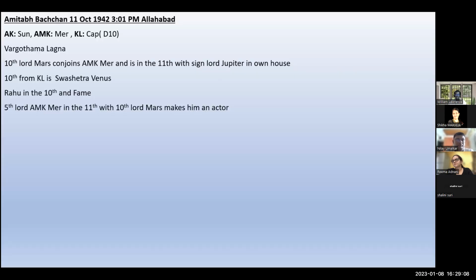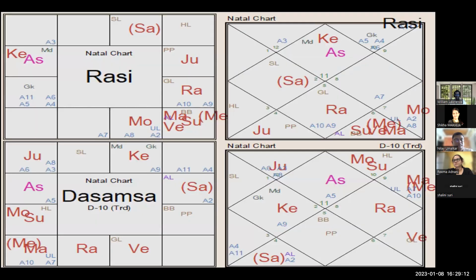Let's go to another chart. This Amitabh Bachchan chart: the AK is Sun, Mercury is his AMK. Again, everybody questions what I say, is astrology really true? A celebrity of his day.